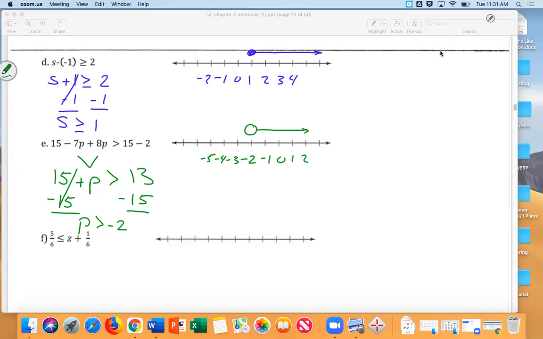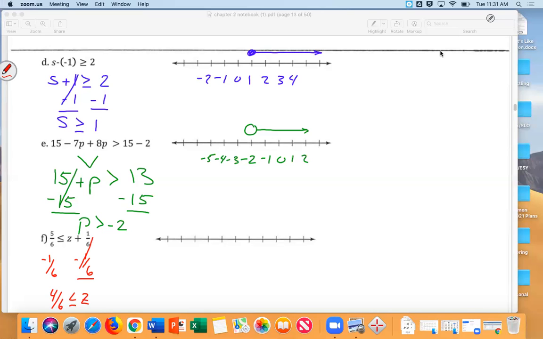Now, Grace, I know we have fractions here in the bottom one, but how would you get rid of plus 1/6? So we subtract it. Just because it's a fraction, Grace, we don't treat it any different. So 5/6 minus 1/6, that's 4/6. So I have 4/6 is less than or equal to z.